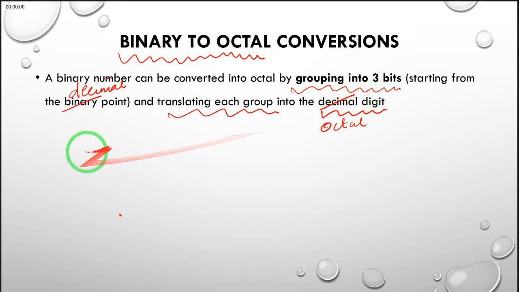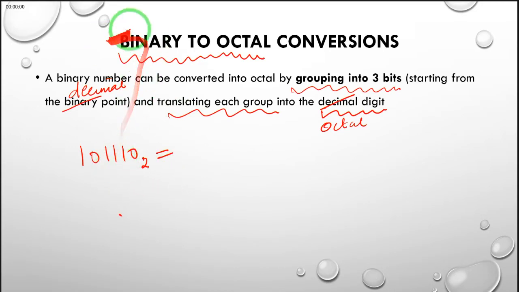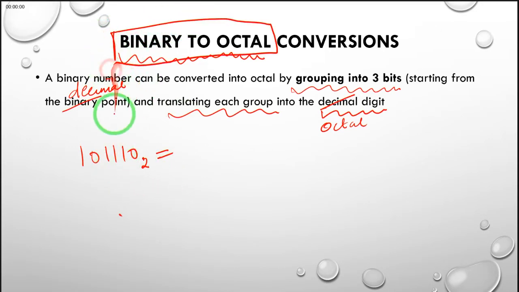So in this case, we are given a binary number, and you want to convert it to octal. For instance, 101100. So what we want to find out is what octal number this is equivalent to. This is clearly a binary number, so we want to convert it to octal. How do we do that? Because here the title is reading binary to octal.